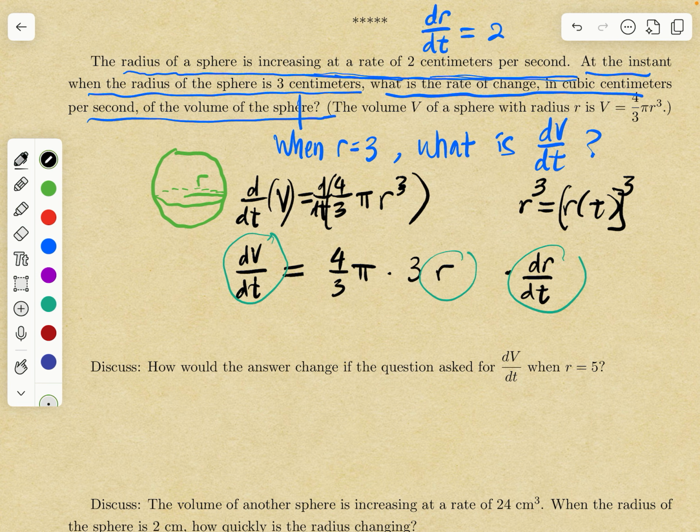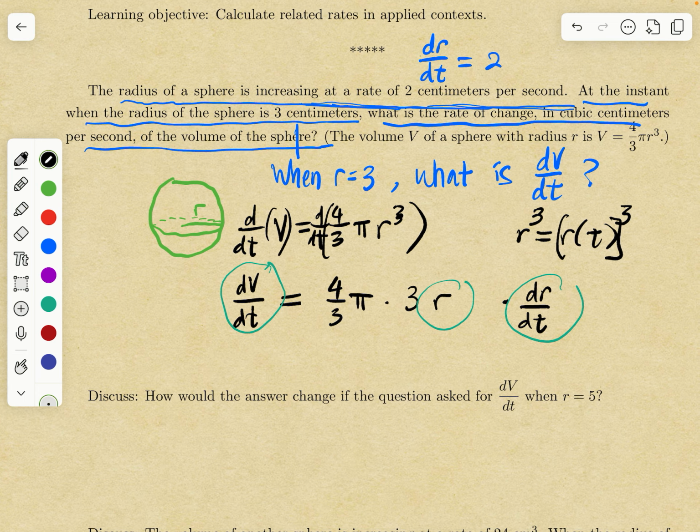And that's exactly what we want, because we know now that dr dt is 2, r is 3, and we're looking for dv dt. What are we going to do? We're going to substitute the things that we know into this equation, because we're trying to find dv dt, and we know r and we know dr dt, because the problem tells us that r is 3 and dr dt is 2.